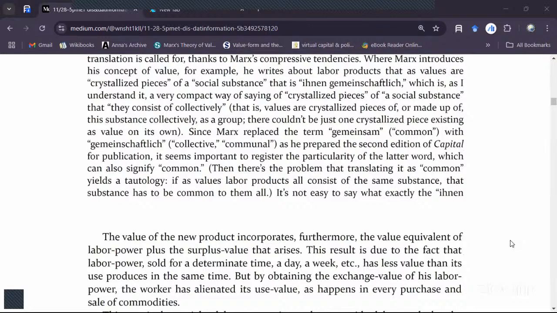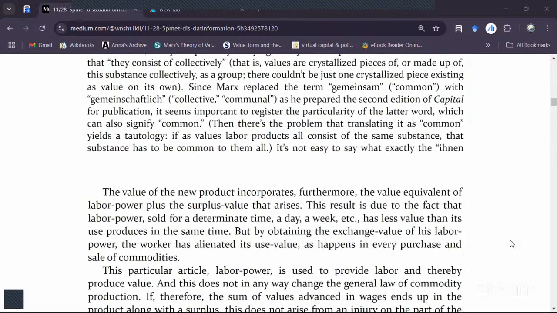Anyway, another quote: the value of the new product incorporates, furthermore, that is, the thing being transformed, commodity, et cetera, and money. Furthermore, the value equivalent of labor power plus the surplus value that arises. This result is due to the fact that labor power, remember we've talked about the difference between labor and labor power before.